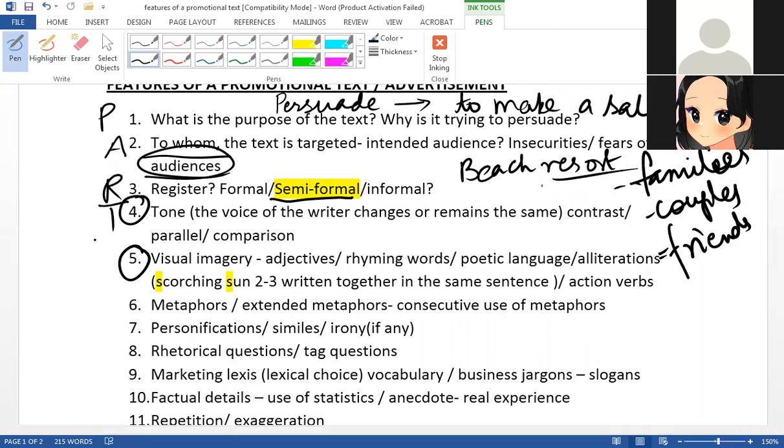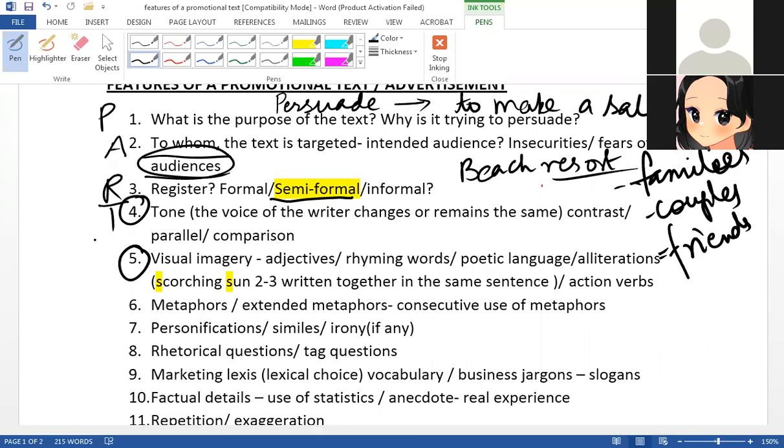Tone. The voice of the writer changes or remains the same. Contrast, parallel, comparison. Visual imagery, adjectives, rhyming words, poetic language, alliterations. Scorching sun, 2 to 3 written together in the same sentence, action verbs.